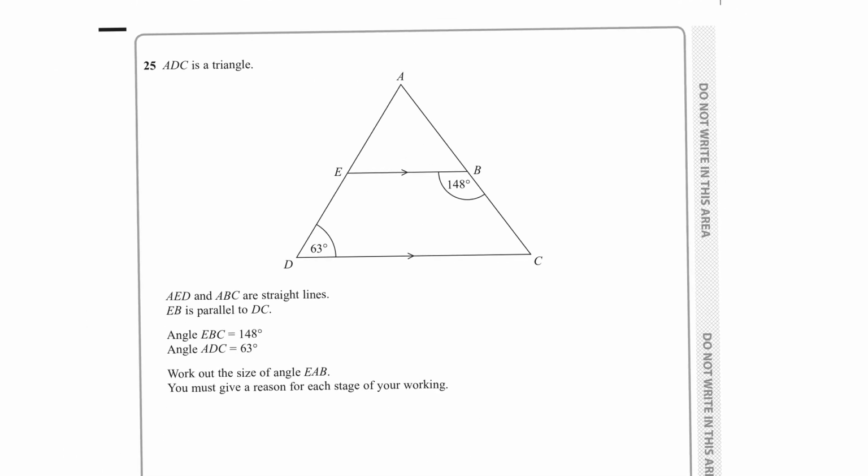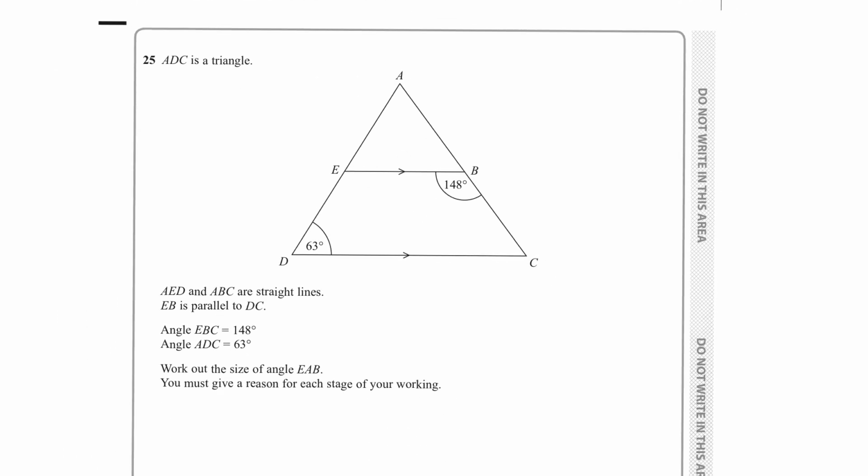Okay, looking at question 25, we've got a triangle ADC. It says AD and ABC are straight lines. EB is parallel to DC. It's given us angles and it wants us to work out the size of angle EAB. I was going in the direction EA to B, so I know it's that angle. Another hack that some people like is the angle of the middle letter. So we're trying to work out what this angle is.